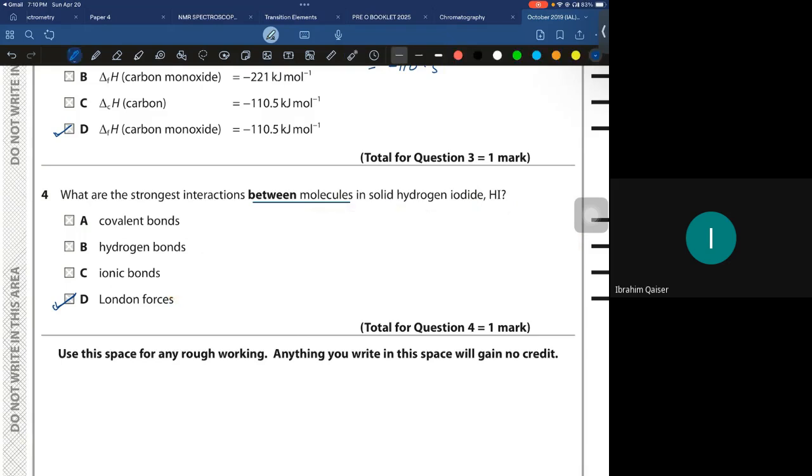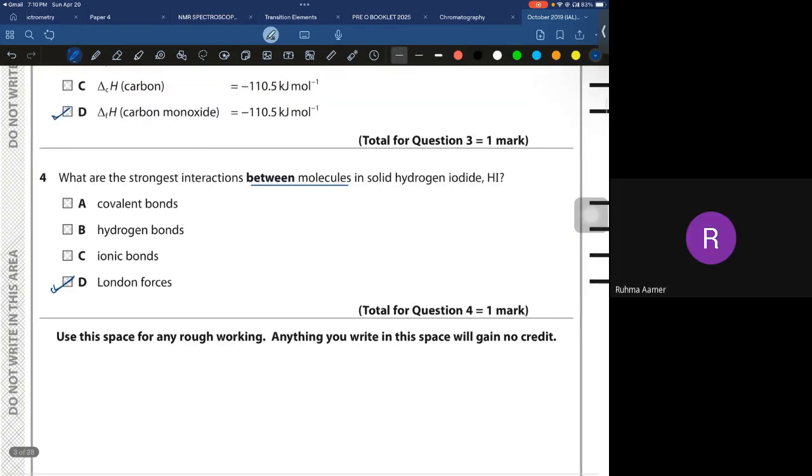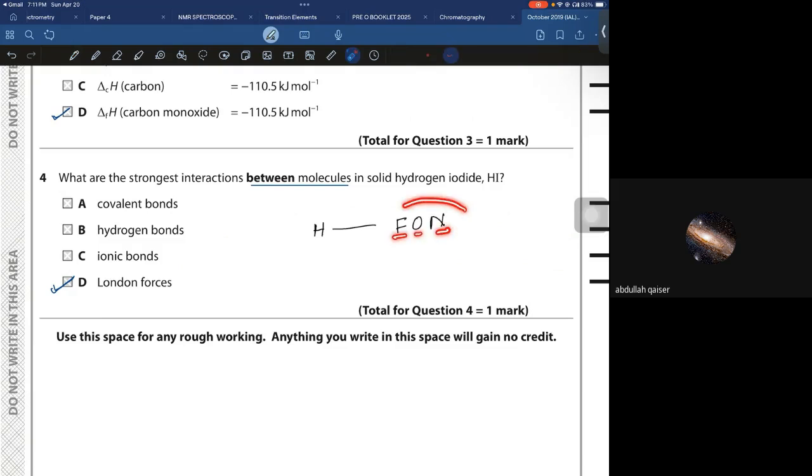Okay, that's why. So why isn't it B, sir? Hydrogen bond? Because the definition of hydrogen bond is the intermolecular force of attraction between hydrogen and fluorine, oxygen, and nitrogen. So iodine is not lying in this category. So that's why HI wouldn't have any type of hydrogen bonding. That's why option B is incorrect.